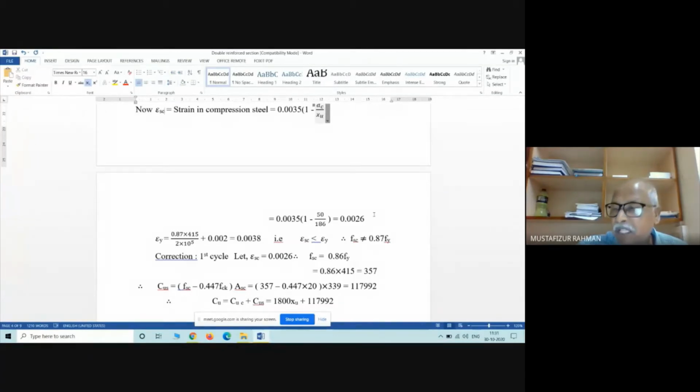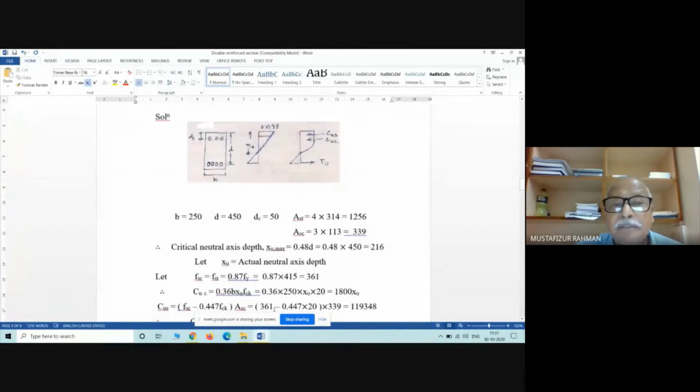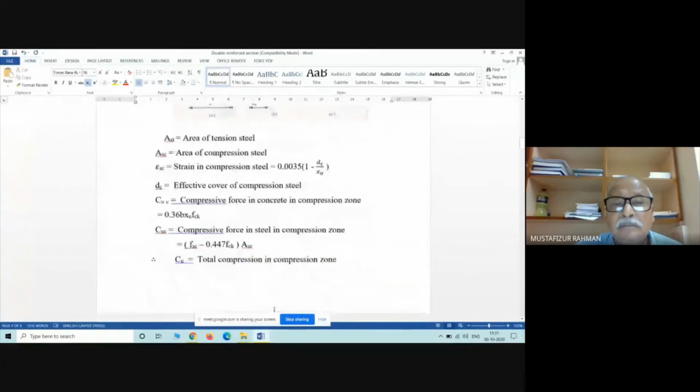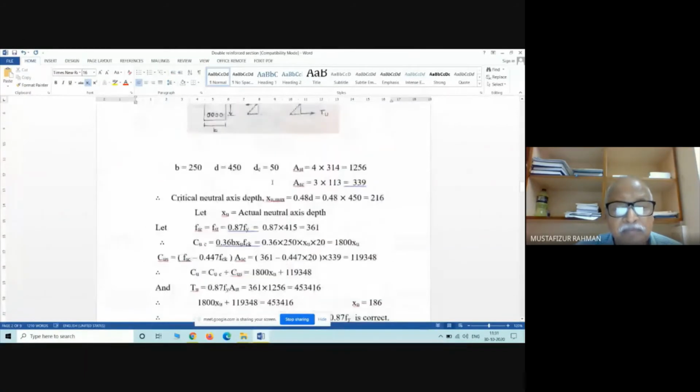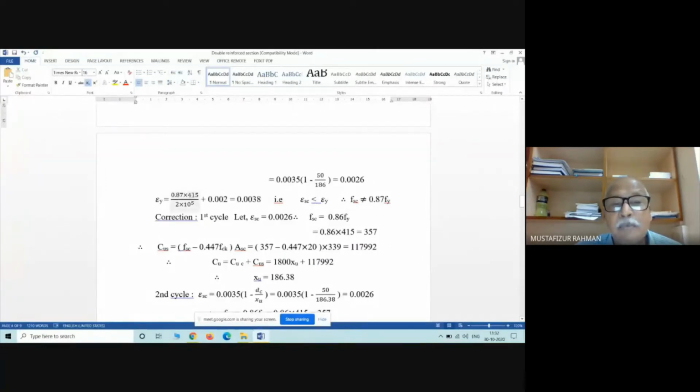Now we have to find out the strain in steel in tension zone. So strain in tension zone is this expression, I had given it: 0.87 fy by Es plus 0.002. Now come here, 0.87 fy divided by Es plus 0.002, gives 0.0038. Now, strain in steel in compression zone is 0.0026. Strain in steel in tension zone is 0.003.